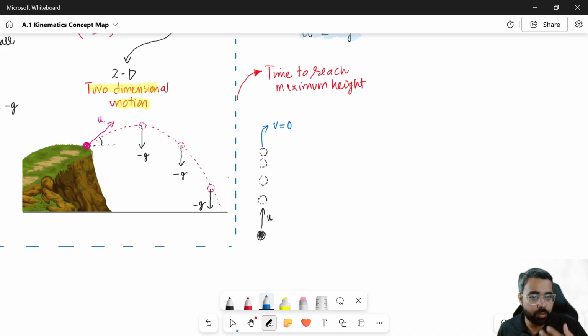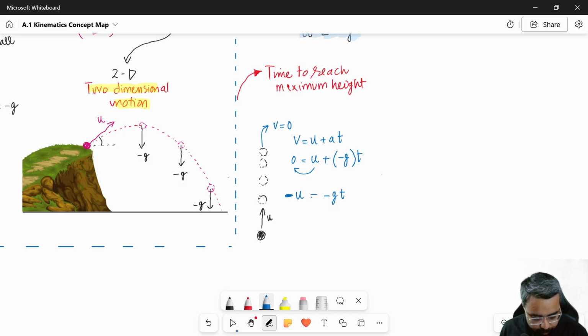Because this is a constantly accelerated motion, which equation can we apply? Why not apply the first equation to find out the time? So final velocity zero is equal to initial velocity u plus acceleration due to gravity, negative g, into the time t. So you can take u on the other side: negative u is equal to negative gt, and then we see that the time t is equal to u over g. Students, this is the time that it will take to reach the maximum height.